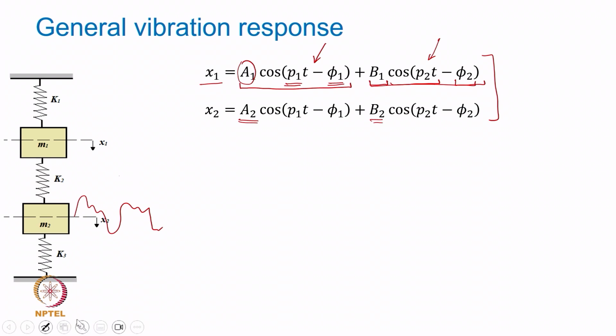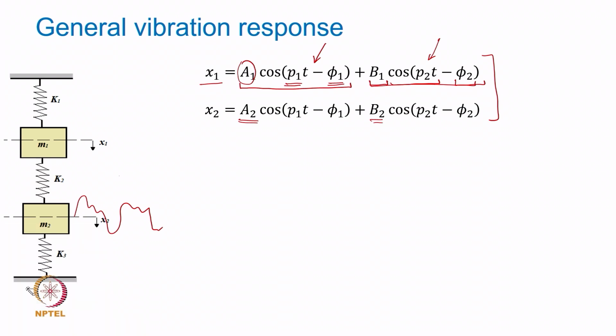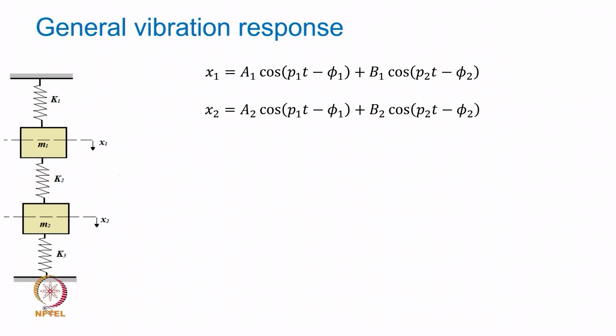Now, we want this solution to be obtained, and therefore, it should have unknown or computed values of A1, B1, phi 1 and phi 2, and also A2 and B2. Now, you may notice that x2, and also it is implicit that x1 and x2 are time functions. I mean, x is a function of time.